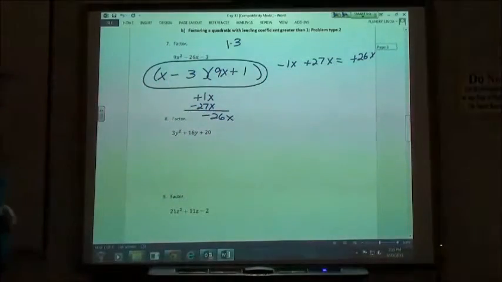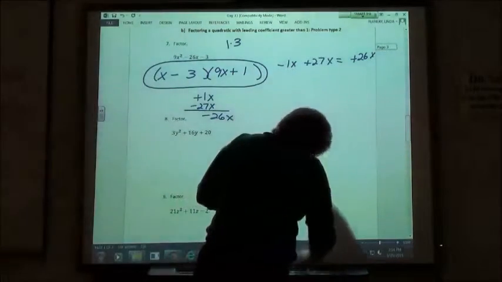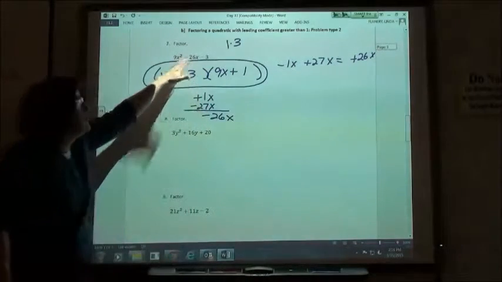So these ones are a whole lot of guessing and checking and just trying what you know, foiling it out either on your paper or in your head till you can find that right combination that gives you that middle number.